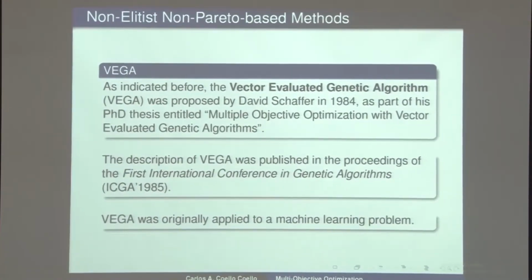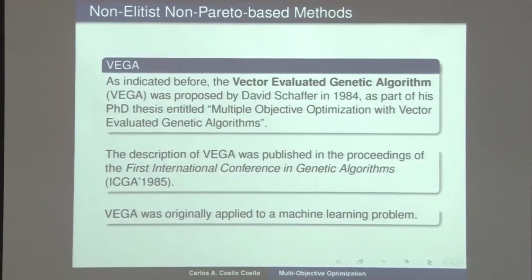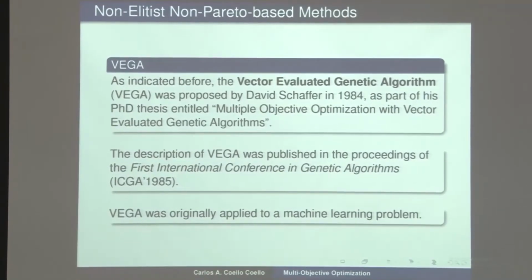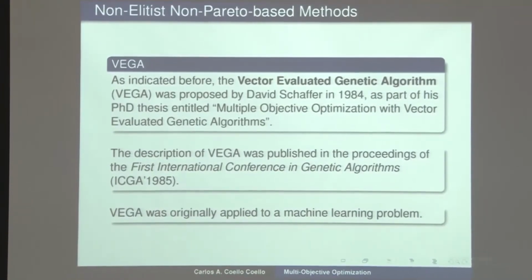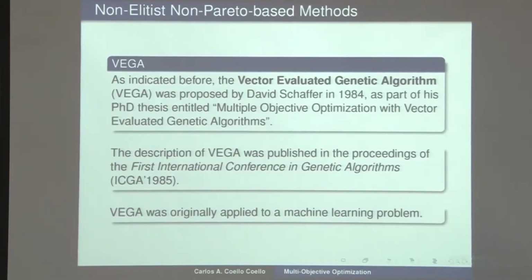Now we go with VEGA, the old algorithm, the oldest ever. David Schaffer received the Pioneer Award in evolutionary computation some years ago from the Computational Intelligence Society. In his PhD thesis, he developed this algorithm, which he applied to a machine learning problem. It was a classification problem. And this is a very simple, naive, and intriguing algorithm at the same time.